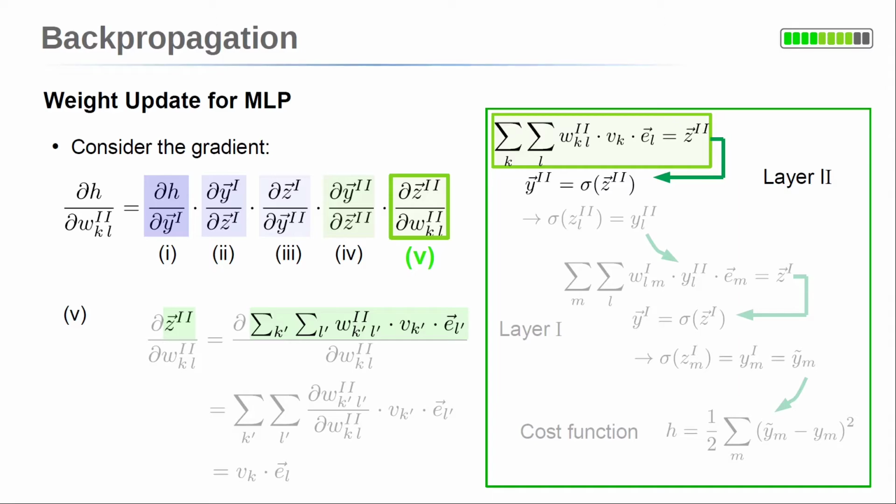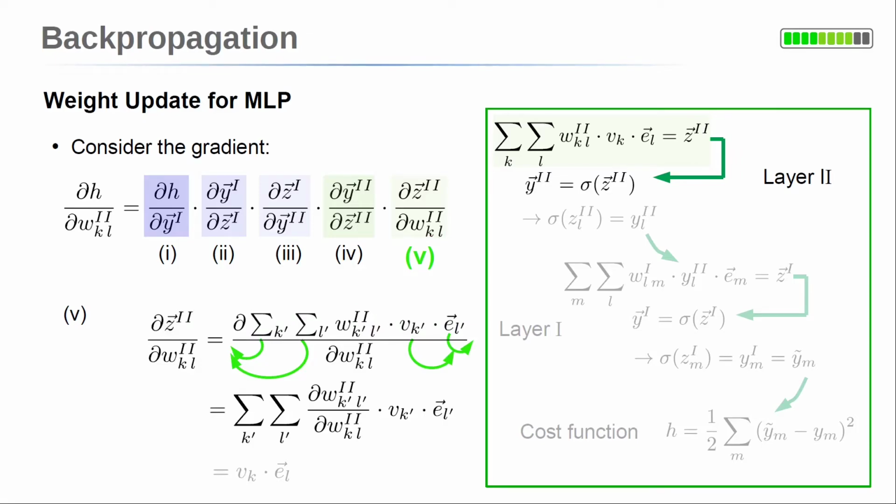We use new indices when we substitute the summation vector into the derivative calculation. Then we can place the summations in front. Of course, we know that there's only a non-vanishing contribution if k' equals k and l' equals l. Then the expression reduces to vk times the unit vector el.